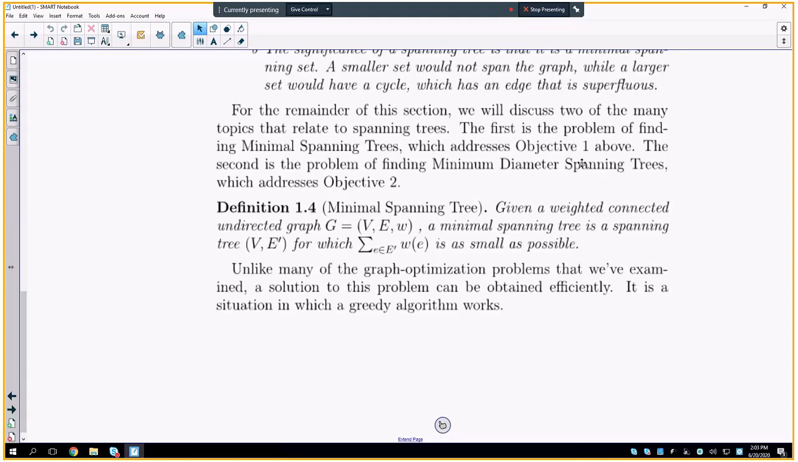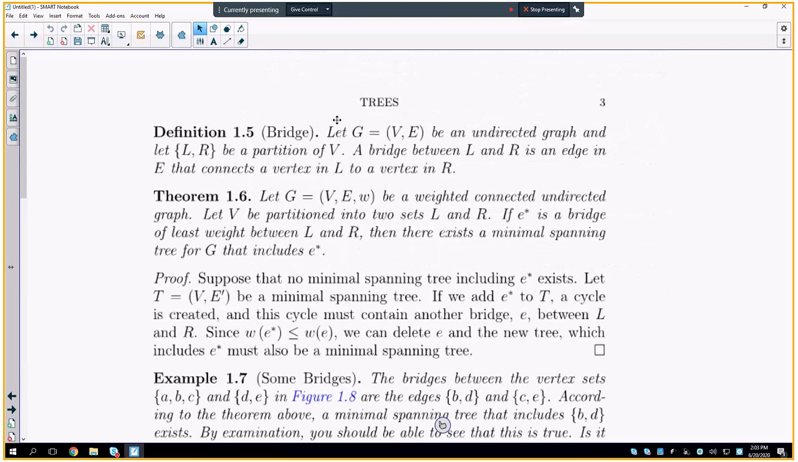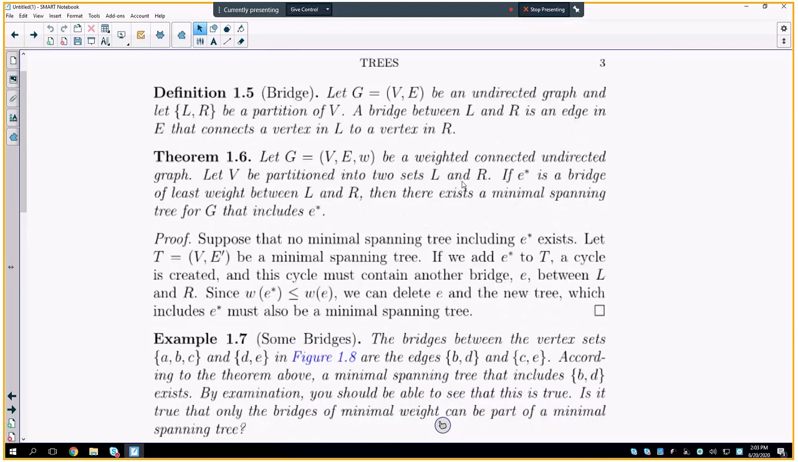So let's talk about that algorithm. We're going to define a concept called bridge. Let G = (V, E) be an undirected graph, and let L and R, so left and right, be a partition of V. A bridge between L and R is an edge in E that connects a vertex in L to a vertex in R.